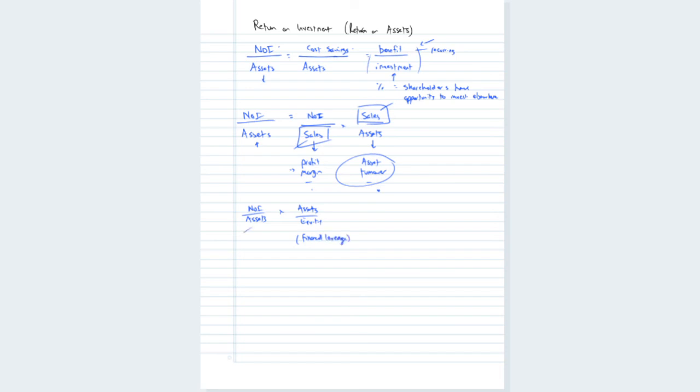And again, assets would cancel, and all we're left with is NOI over equity, and that is return on equity. This is a way of saying how much our shareholders are benefiting from the NOI, taking into account the fact that assets equal liability plus equity, and if we have a lot of debt, we can get a lot of assets. A little bit of equity can be controlling a lot of assets, and if those assets are very productive, then we can have a really, really high return on equity.